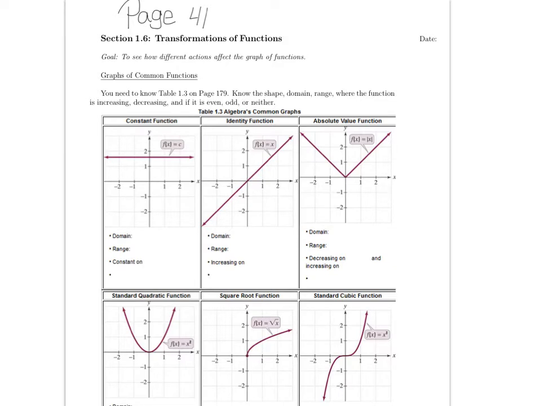So the first page of these notes has a chart that I took out of your book. It's from page 179. It's a chart of graphs of common functions. Now we've seen some of these before, and this will be our basis for today. You need to be able to identify these functions based on their equations. You have to know their general shape. And the first thing that we're going to do is fill in some information about each one of these.